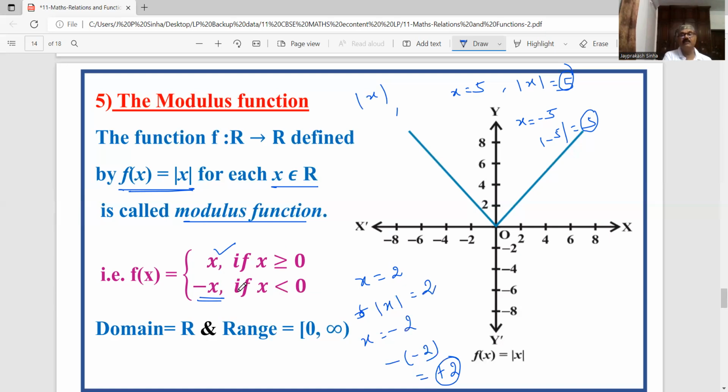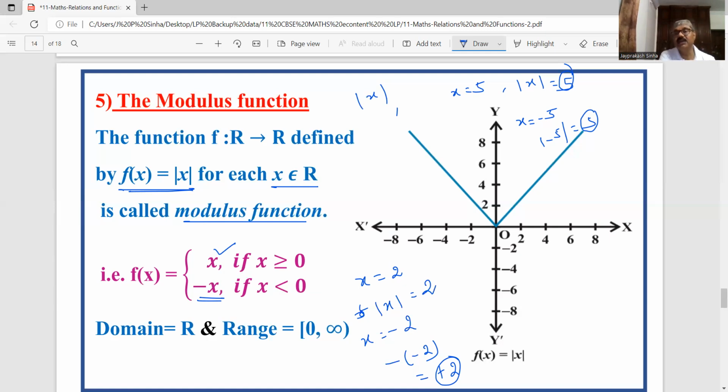When x is greater than or equal to 0, then there is no change. But when x is less than 0, in that case, it will be minus 2. Then you will take the minus of that, means minus minus 2. It will become plus. So in this way, we have defined the modulus function. So what is the domain of this function? Domain of this is all the real number set.